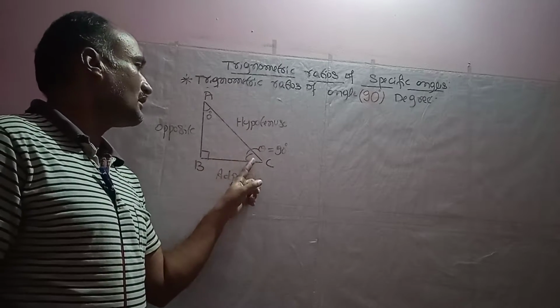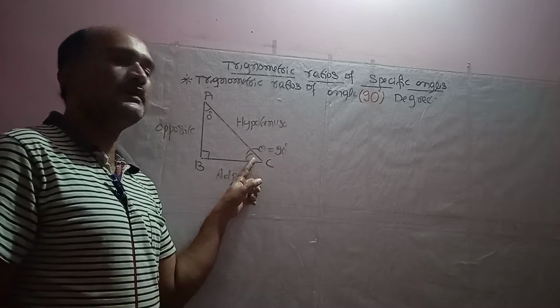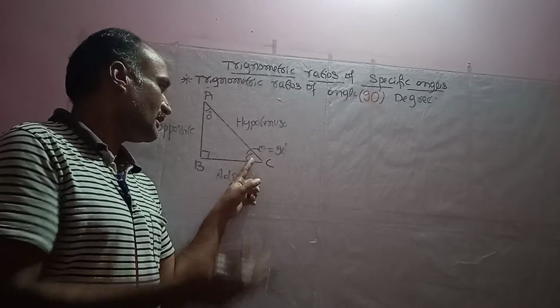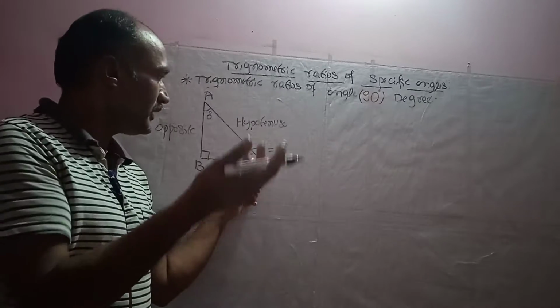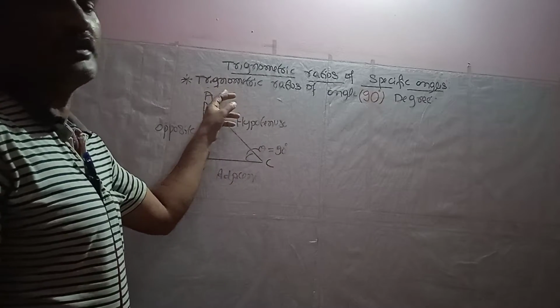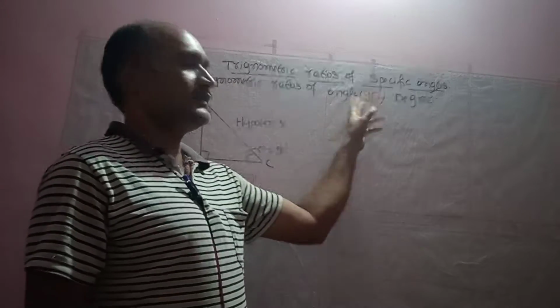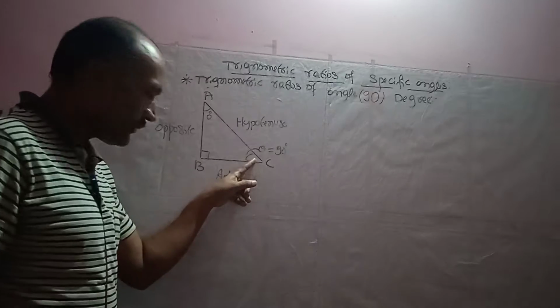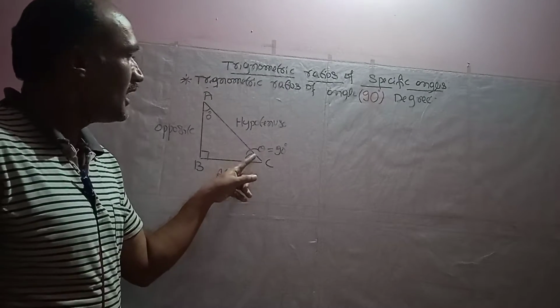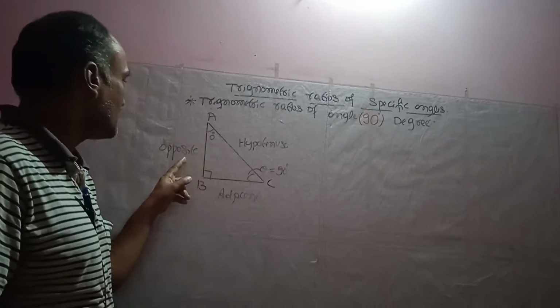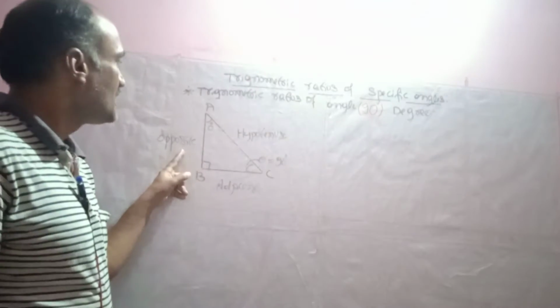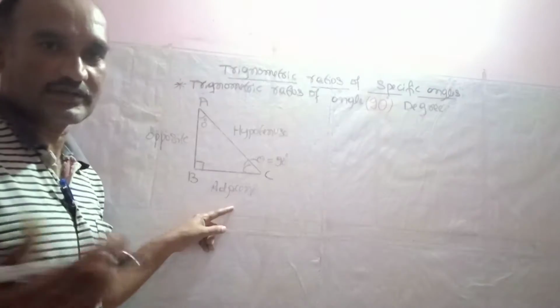So I will keep my angle, that is a specific angle or standard angle, here. Name it theta. I want to make theta 90 degrees, because today I am going to teach you the trigonometric ratios of angle 90 degrees. If the angle is theta here, then opposite to this angle, this side you can call the opposite side. The other side is definitely the adjacent side.